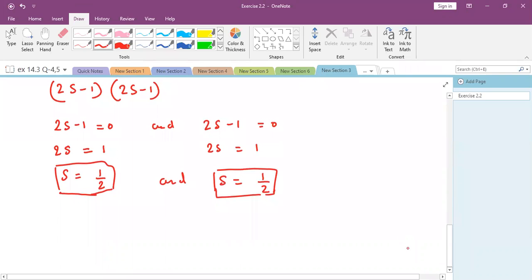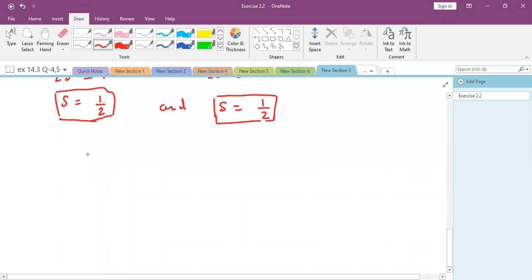Now let us verify the relationship. First I am going to calculate the sum of zeros, and that should come as minus coefficient of x upon coefficient of x square. The sum of zeros will be adding both the zeros, that is 1 by 2 plus 1 by 2, right? Because both the zeros are half. So 1 by 2 plus 1 by 2 will be 2 by 2. If we cancel out, the 2 will be cancelled out, so we will get 1 upon 1.